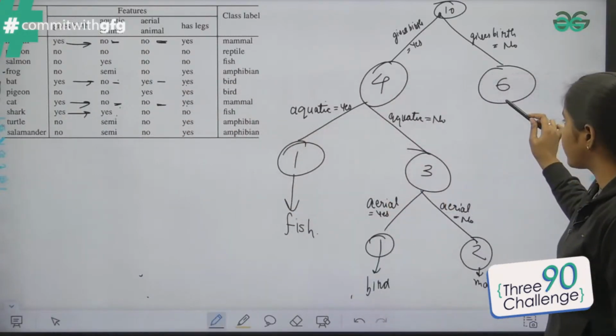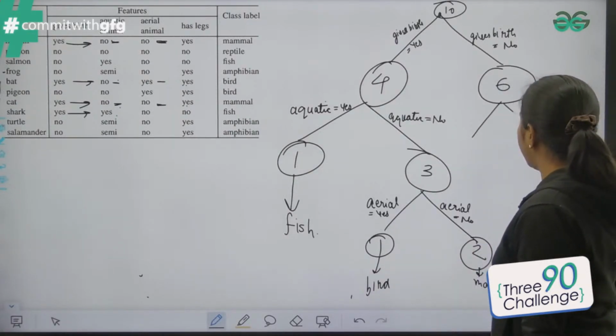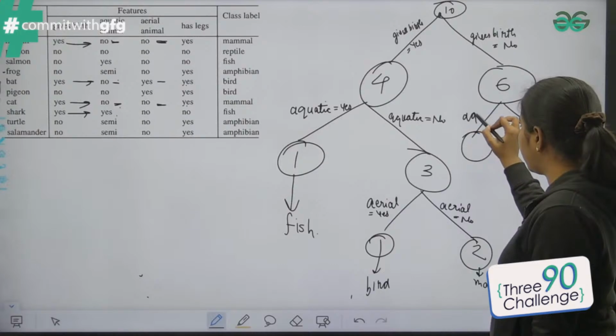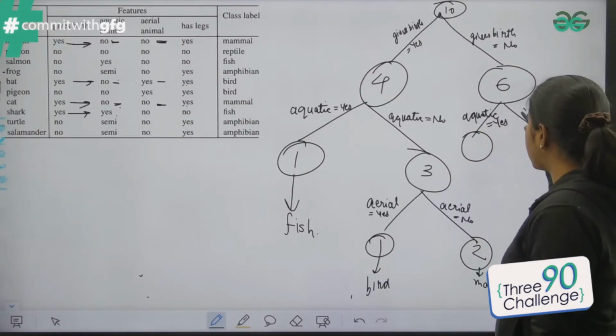Similarly, now you can divide the other section, gives birth no. In this gives birth no branch we have 6 rows. Can you please divide and let me know what you would get for gives birth no? Again, aquatic and not aquatic: aquatic yes and aquatic no.